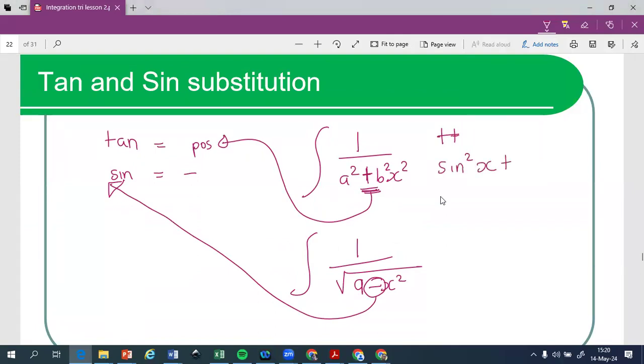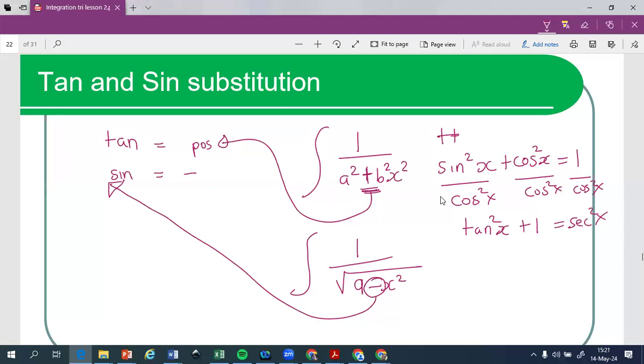Sine squared x plus cos squared x, we know that this is 1. In order for me to get tan, I know tan is sine out of cos. So when I divide by cos squared x out of cos squared x, sine out of cos is equal to tan squared x. Cos out of cos is equal to 1. And 1 out of cos is the same as sec squared x.